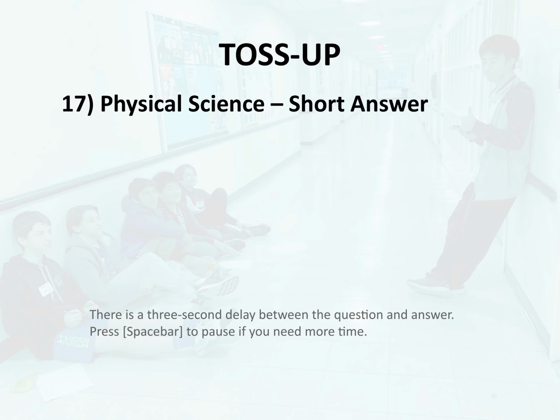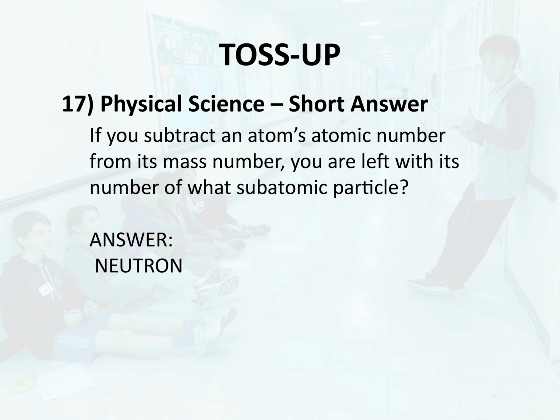Toss-up 17. Physical science, short answer. If you subtract an atom's atomic number from its mass number, you are left with its number of what subatomic particle? Answer. Neutron.